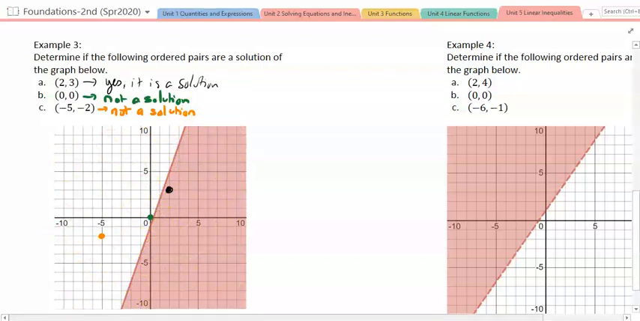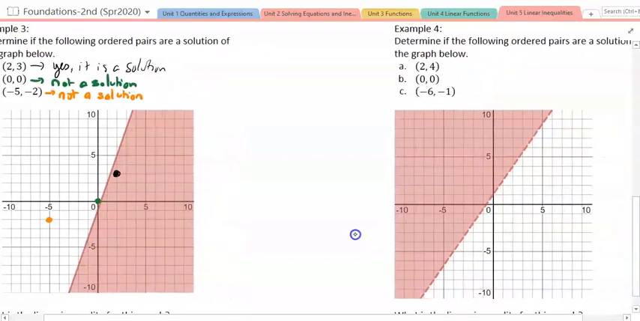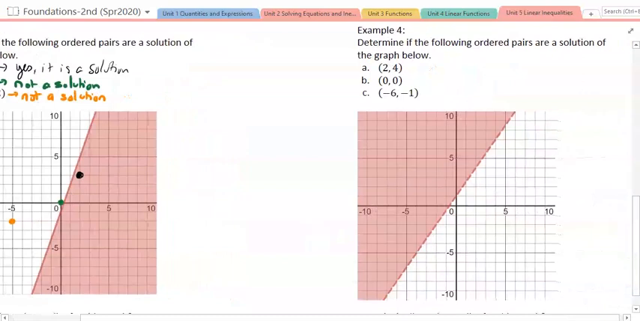Now, we'll do example 4, and then I'm going to talk about the questions that are at the bottom of both these questions. So let's look at example 4. Determine if the following ordered pairs are a solution of the graph below. And again, we'll plot these points up and see where they belong. So 2, 4 is right here on the dashed line.